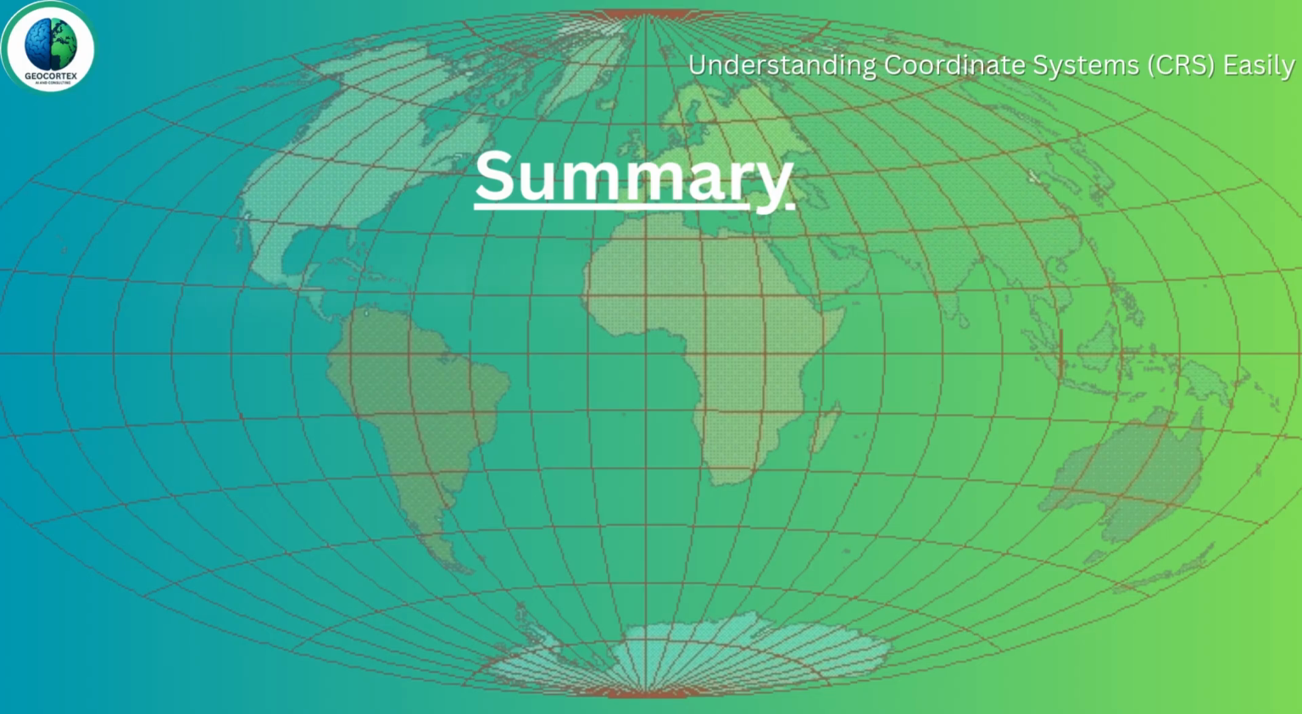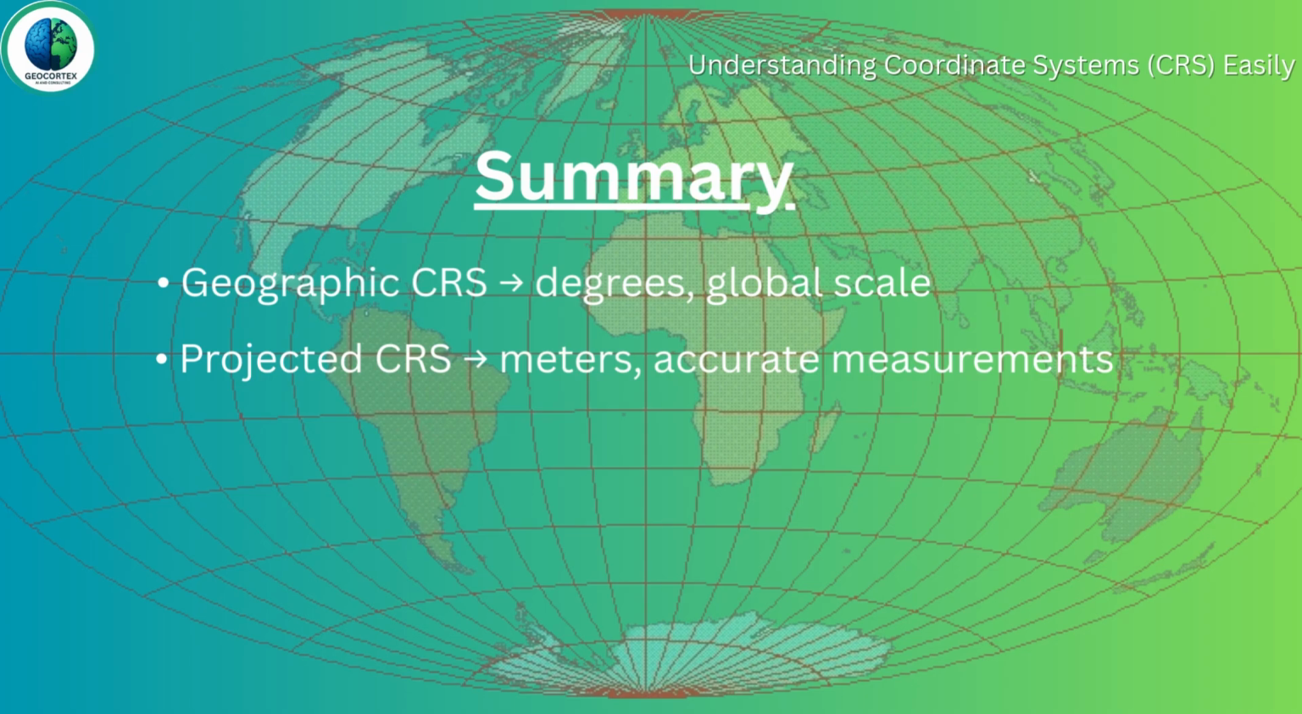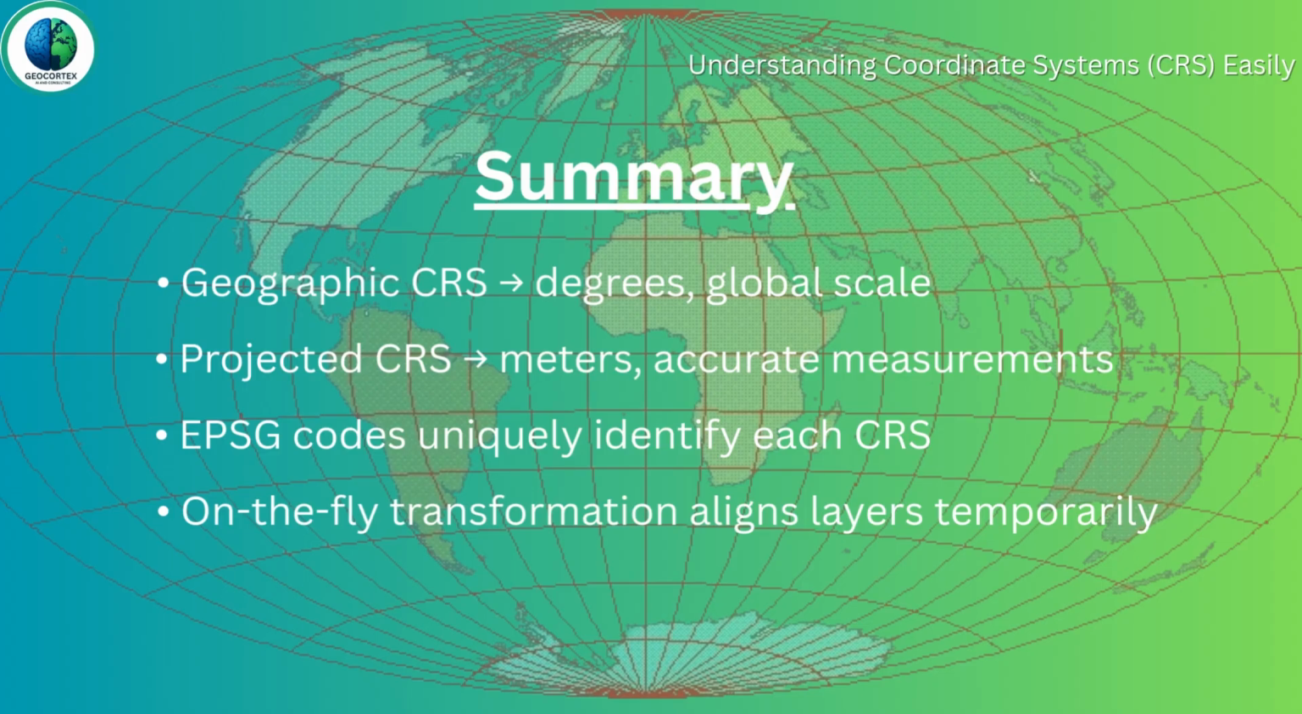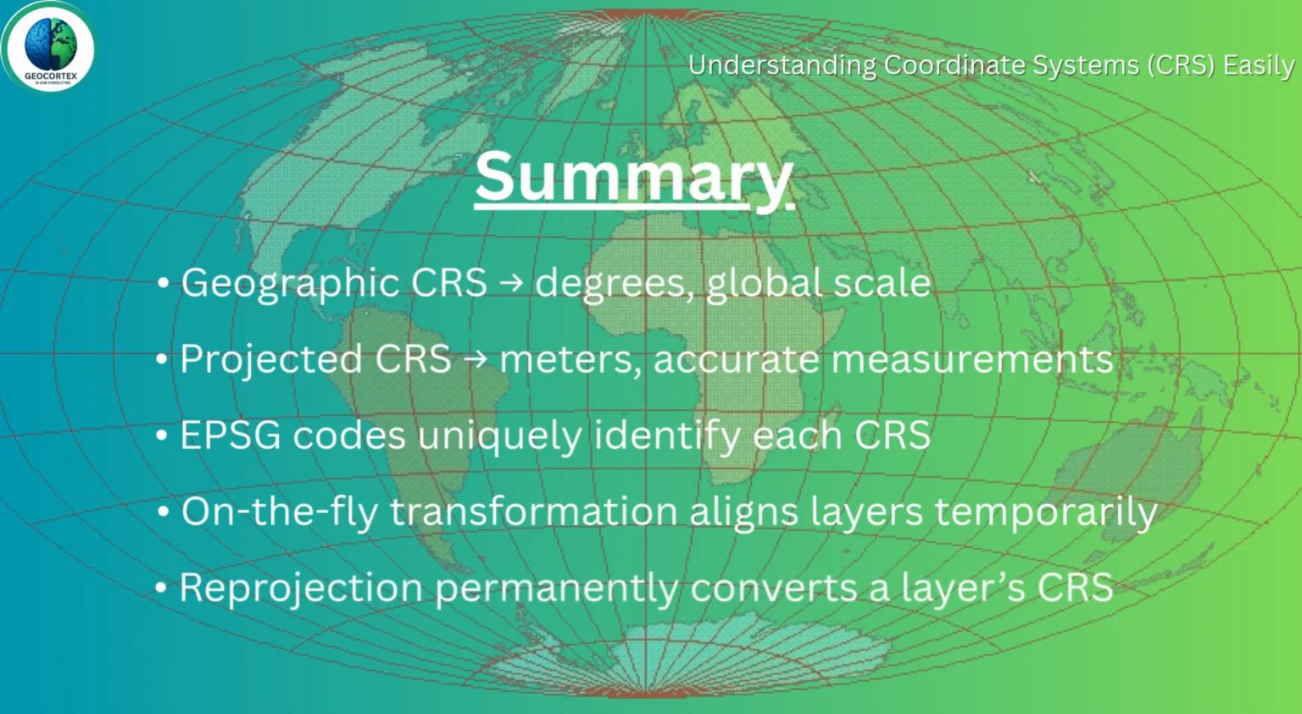Let's review what we learned. Geographic CRS works at global scale. Projected CRS gives accurate measurements. EPSG codes uniquely identify each CRS. On-the-fly transformation aligns layers temporarily, while reprojection permanently converts a layer.